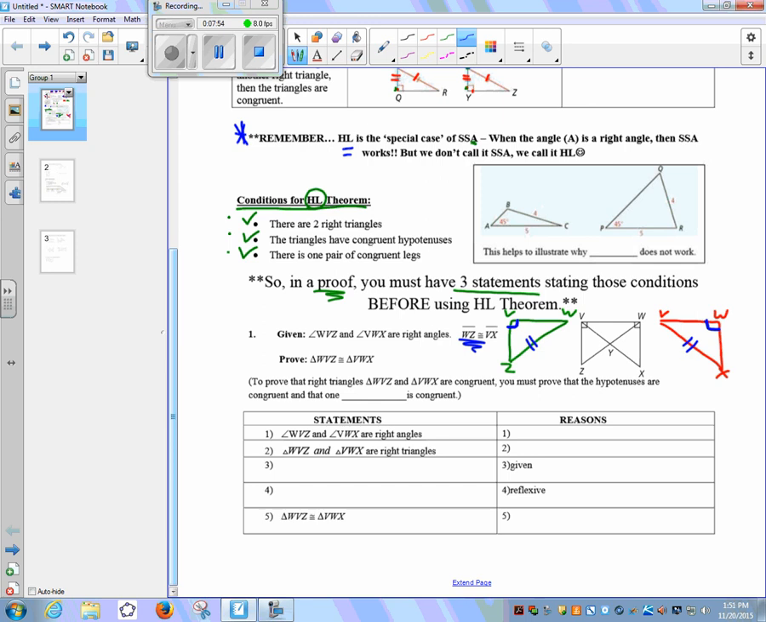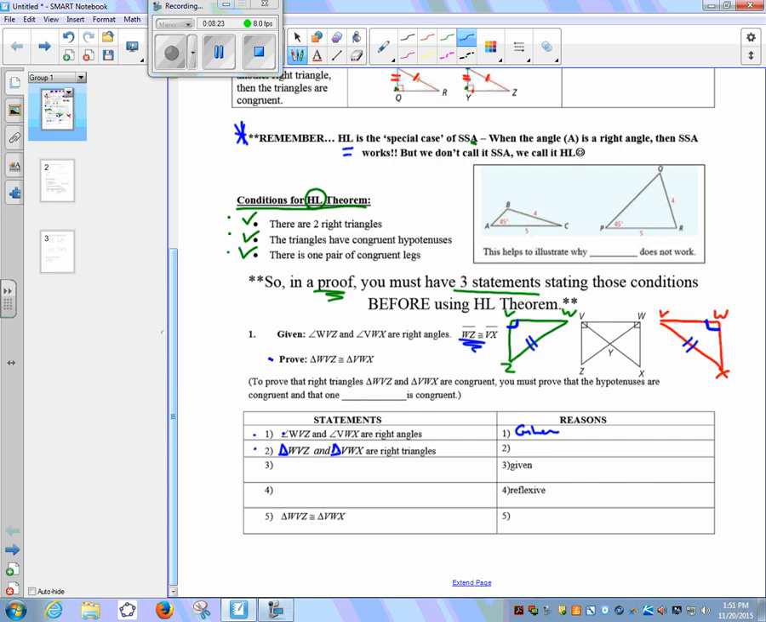We're trying to prove the two triangles are congruent. So first let's state our given. WVZ and VWX are right angles. That's given. Therefore, notice the difference here between 1 and 2. This says triangle WVZ and triangle VWX are right triangles.